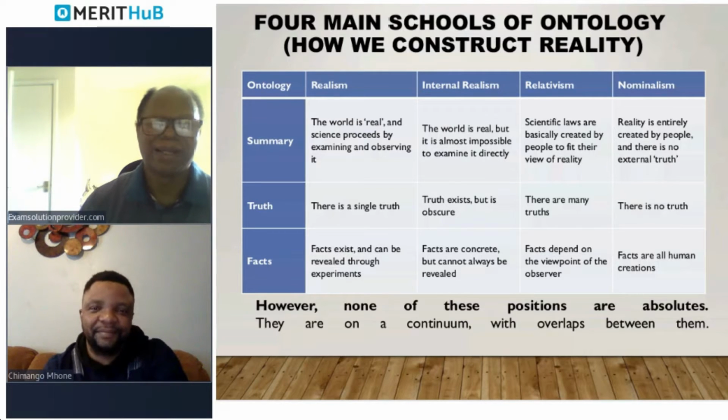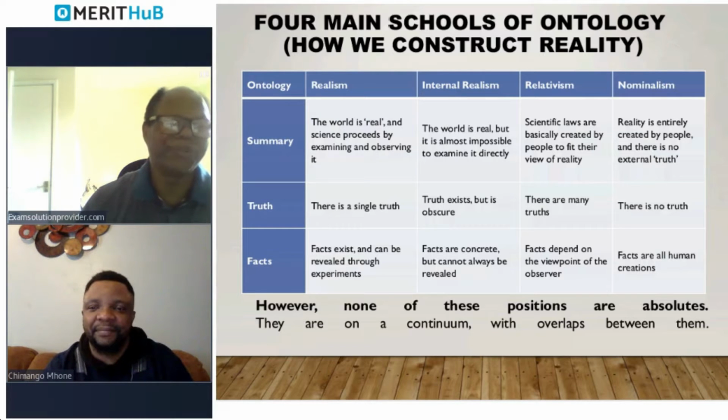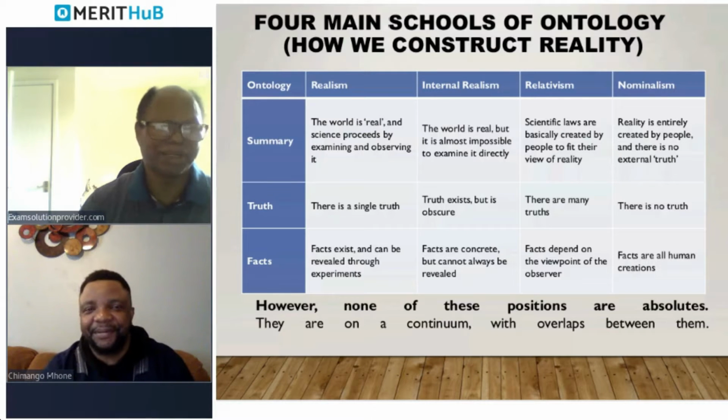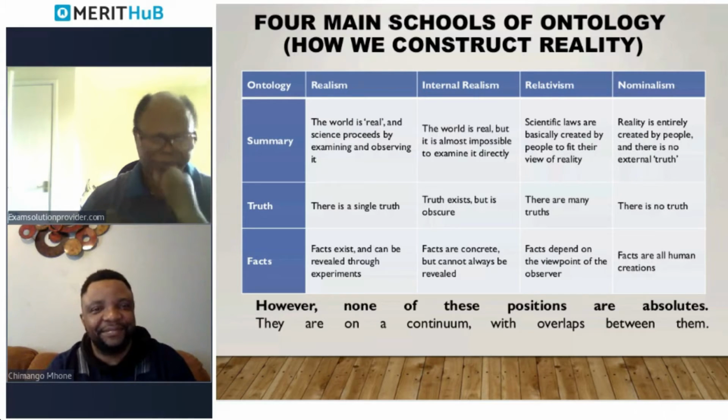The relativists, they believe that there are many truths, so we need to find the alternative ones. Which means that each research you do is going to give you different results. And then nominalism, there's no truth at all. So these are people like Trump. It's what we live in. So let's see. That is going to affect how we view the facts.